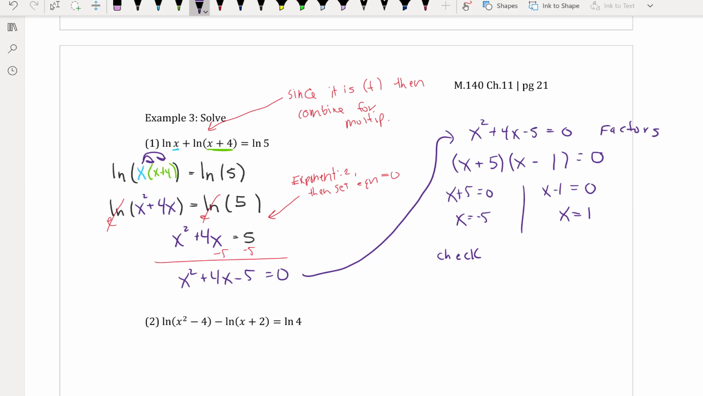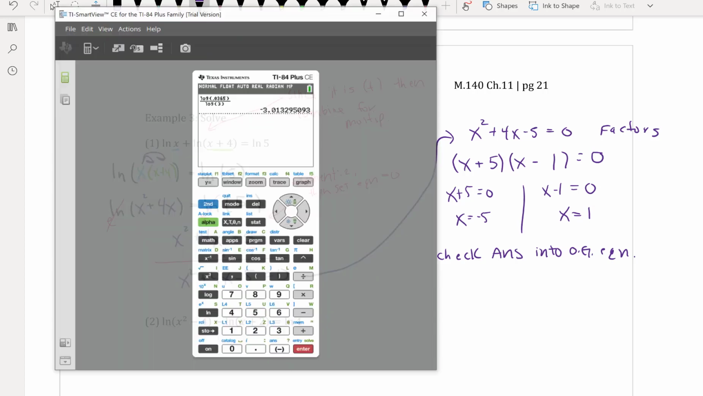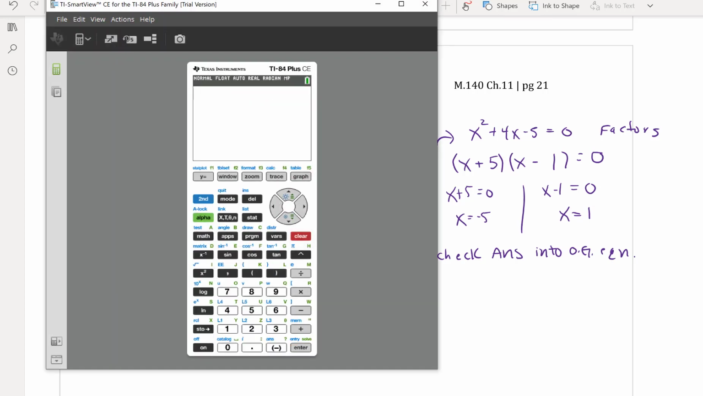And remember, before you box your answers, you're going to check your answer in the original equation. And then you can see what happens. So I have ln of x. Let's see what happens when you press ln of 1. When you have ln of 1, it's equal to 0. That's fine. What happens when you do ln of negative 5? It's an error. It can't be. So ln of negative 5 is an error.